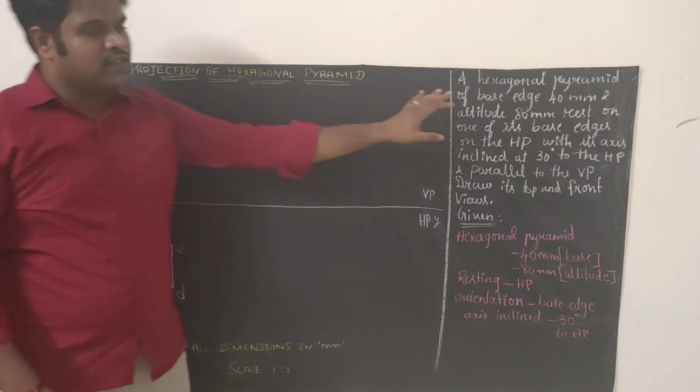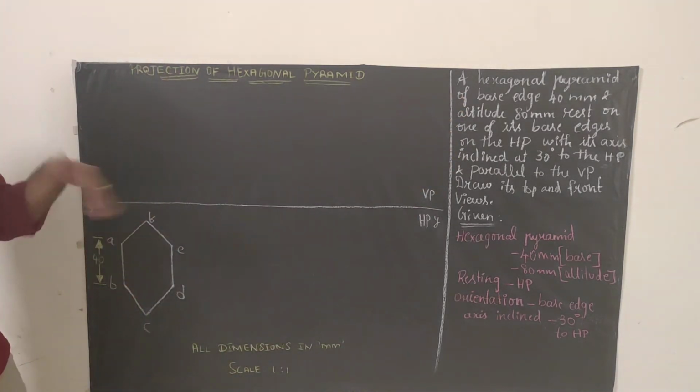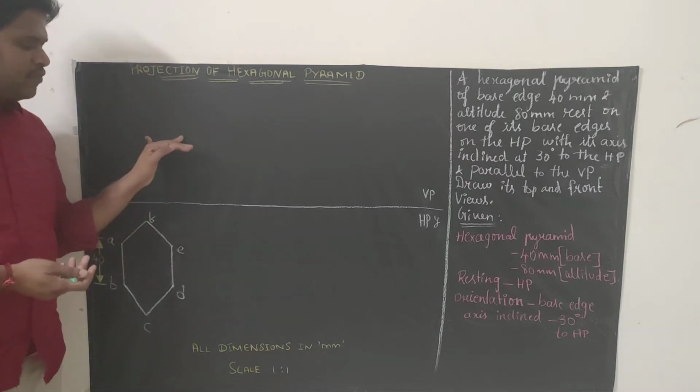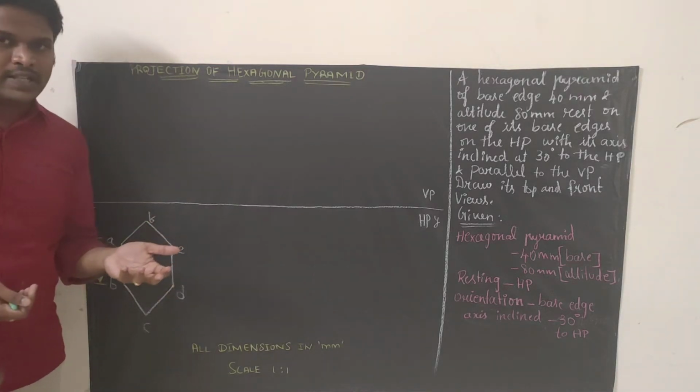Since it's a pyramid, we will have only 6 namings. In the case of a prism, we will have 12 namings. Okay. Because for a pyramid, the other end will be an apex, right? Okay. So apex means O or O dash. If it is O dash in the front view, here we will mark it as O.